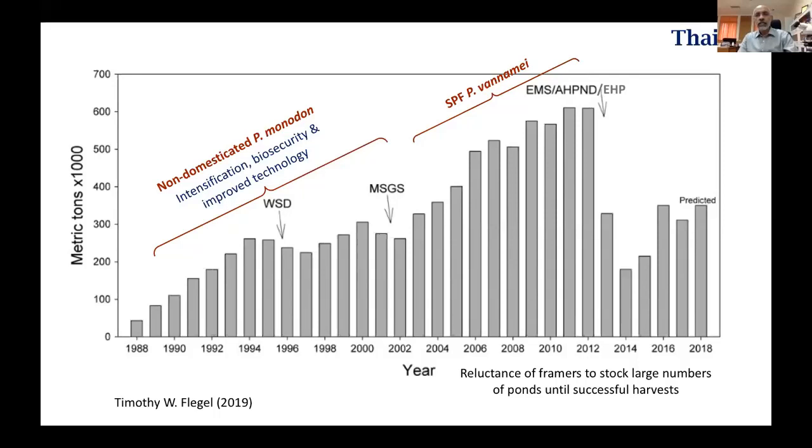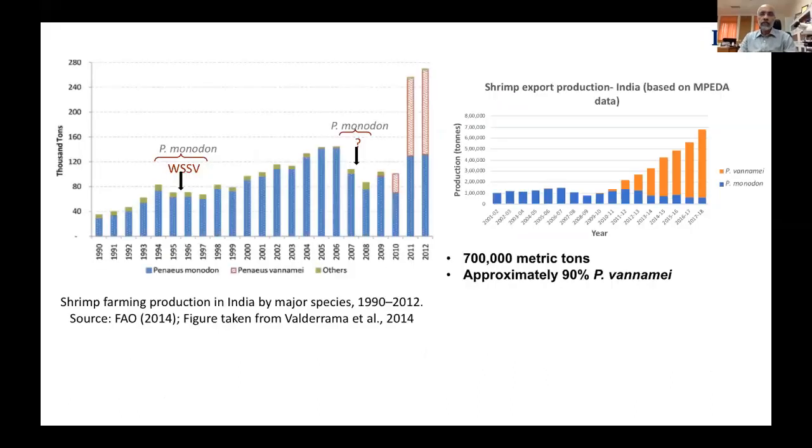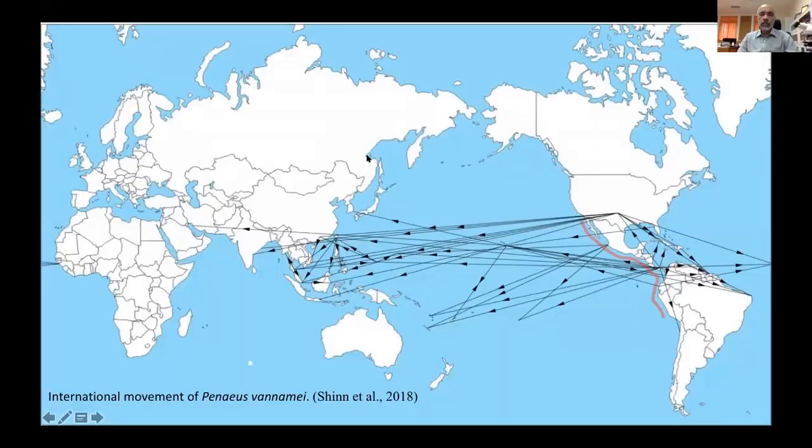necrosis disease. And also you can see the EHP, Enterocytozoon hepatopenaei, that causes huge reduction in the production during 2014 to 2018. And this is not different in India, the economic loss. You can see our production is 700,000 metric tons, and it is dominated 90% by Penaeus vannamei. And here also you can see WSSV and other diseases causing huge production loss.